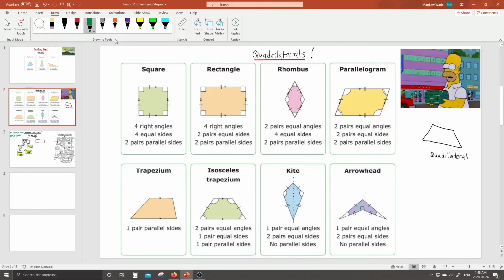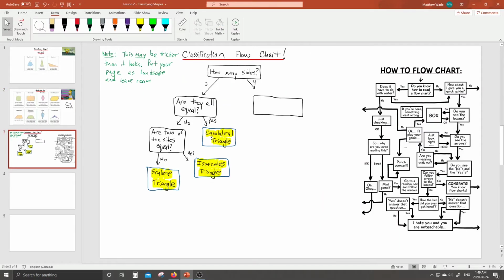So boom, there you've got it, my lovelies. You've got 1, 2, 3, 4, 5, 6, 7, 8, 9, 10, 11 shapes that we need to know in year 7. Cool. Now, instead of making you memorize them or make a note, I had a really cool idea. I'm going to make you guys make me a flowchart.